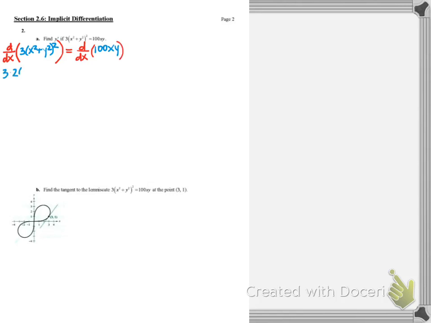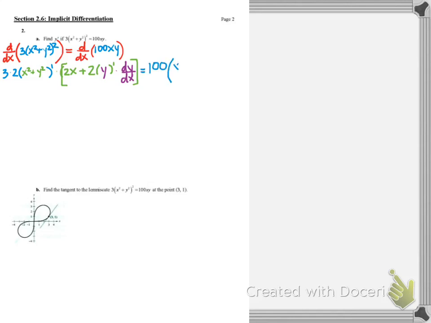When we do the left side, chain rule comes into play. The 3 was left by itself, but dealing with the 2, we bring the 2 in front, changing our power to a power of 1. Leave the inside alone, and then we're going to need to take a derivative of that inside, giving us 2x plus 2y, and we can't forget the y prime, or the dy/dx. And this again is chain rule. Y is in and of itself a function, so we need to take the derivative of that function.